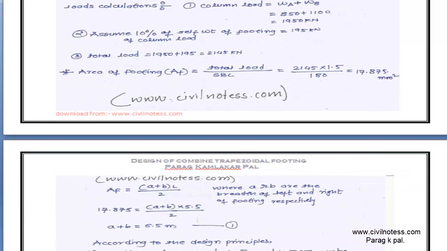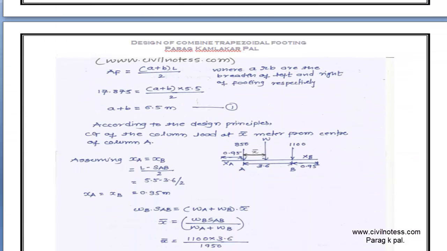Now my next step is determination of the width. Both side projections, since we have a trapezoidal footing. This one is the smaller side, this one is the longer side, like this. My reinforcement detailing will show all this.